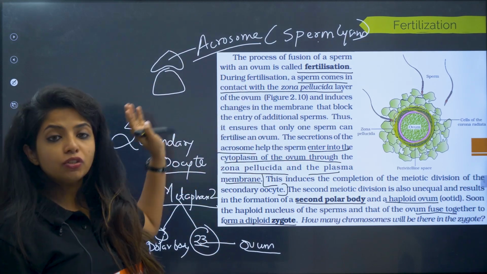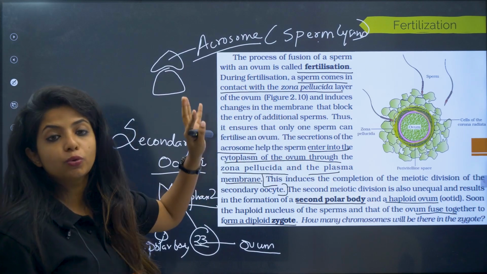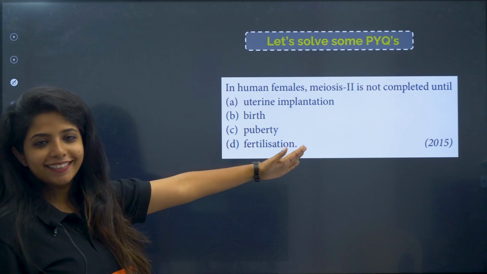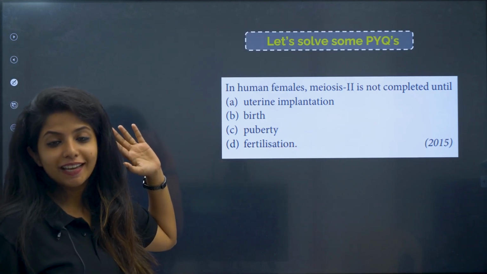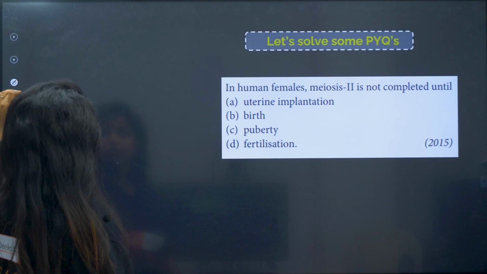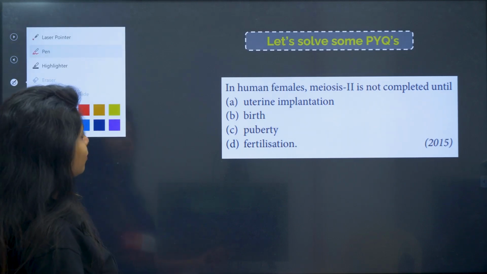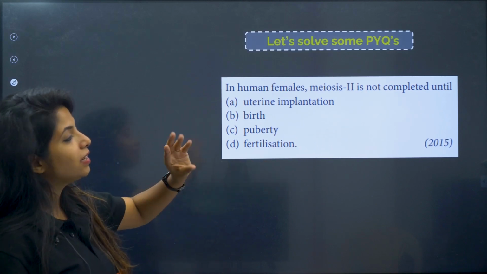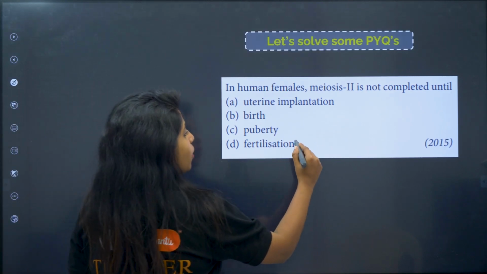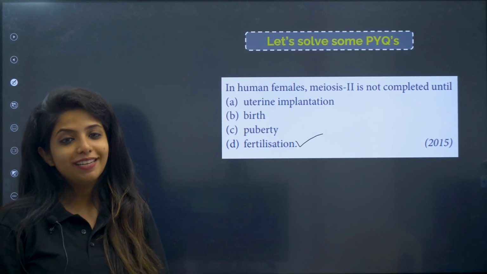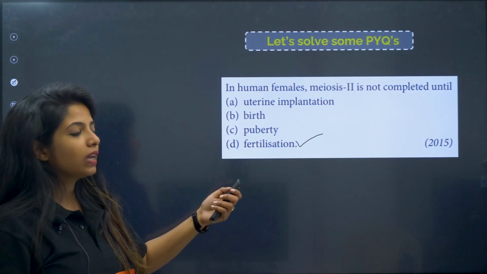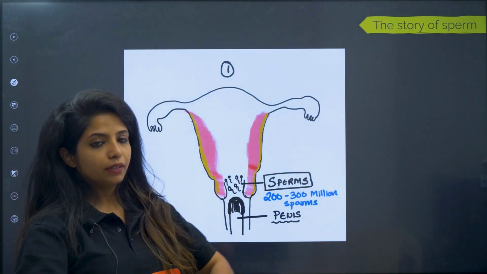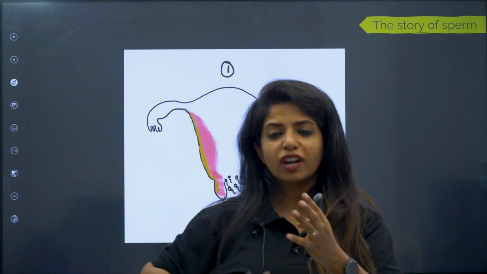Now, why did I stress this, rather than just directly getting into the topic, why did I make you read this? Because I wanted to tell you something. You can get questions like this straight from your NCERT, even if you just read it out. There is not much conceptualization over here. It's a very simple question. In human females, meiosis 2 is not completed until what? Fertilization. It came in 2015. So it's as simple as that. That's why I wanted you to read everything. Now we will see the story of the sperm and the egg and the fusion.